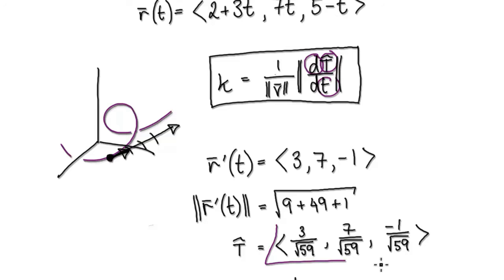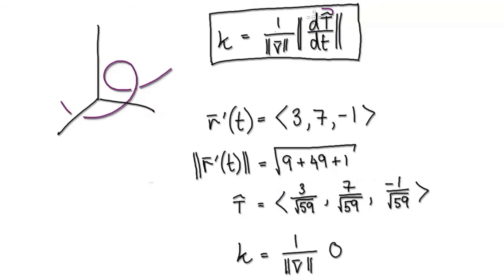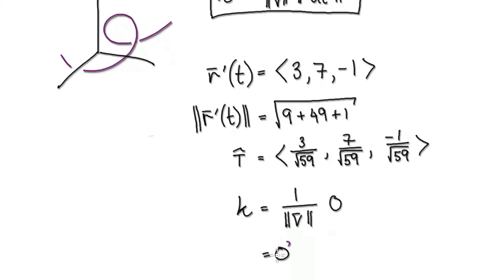So this is your unit tangent, and now you need to differentiate it with respect to t. But if you look at this, it doesn't really contain t. So when you differentiate it, it would be 0, and the magnitude of 0 is 0. And then you multiply by this thing here. The magnitude of this is root 59. But who cares? You've got something times 0. So overall, the curvature will be 0. Okay?